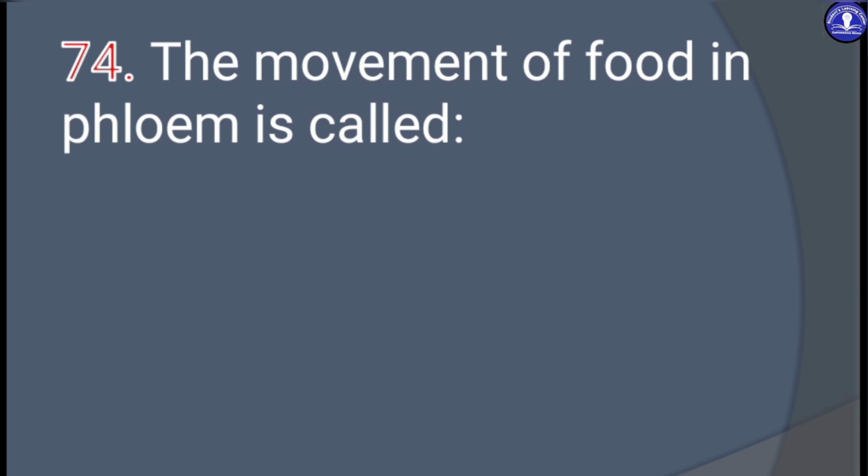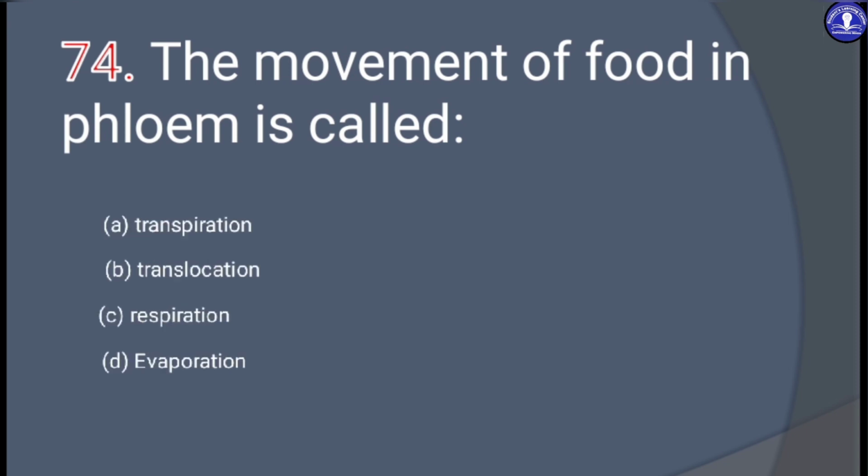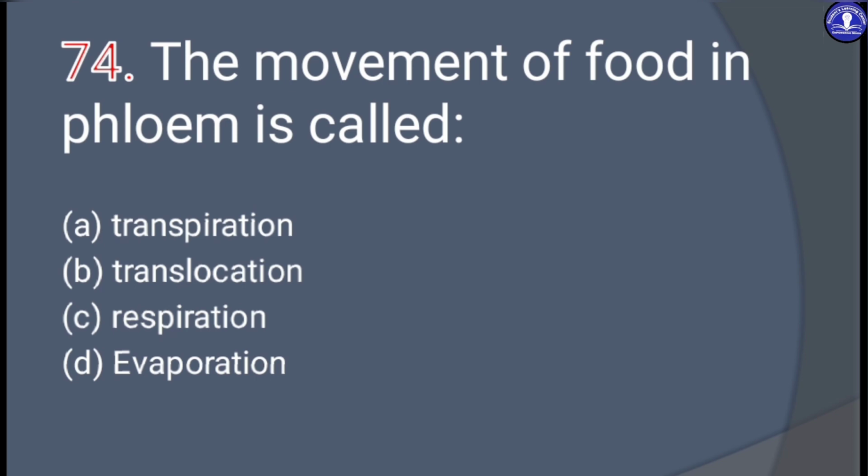Let's see the next question. The movement of food in phloem is called. The options are transpiration, translocation, respiration, evaporation. The answer is translocation. We had seen what is transpiration in our previous video. So let's move to the next question.